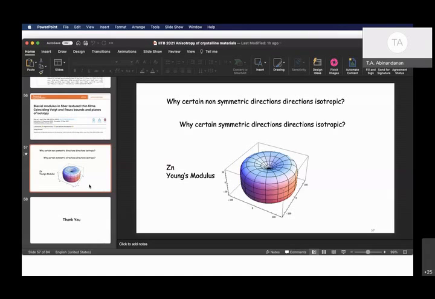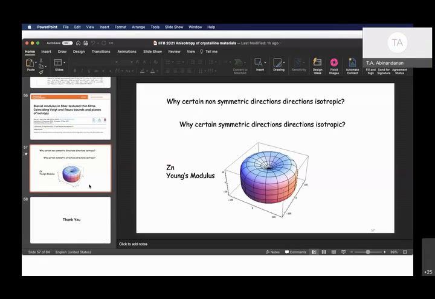To counter your physics-based arguments, all I would suggest is you also know that second rank tensor properties are isotropic when you have threefold, fourfold, and sixfold. Exactly. Right? Exactly. So, yeah.